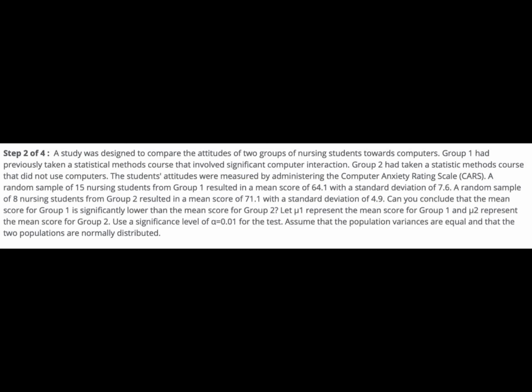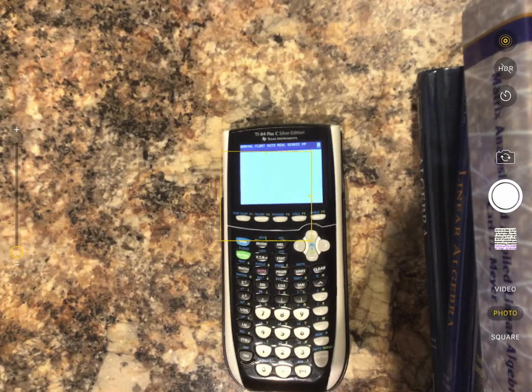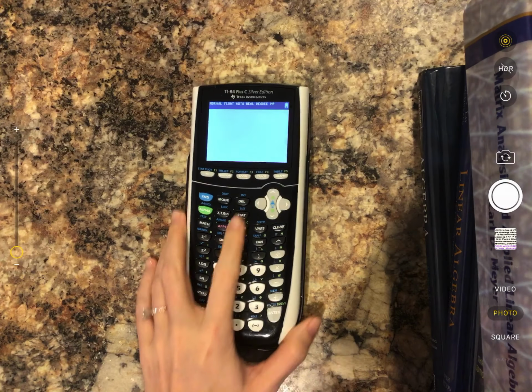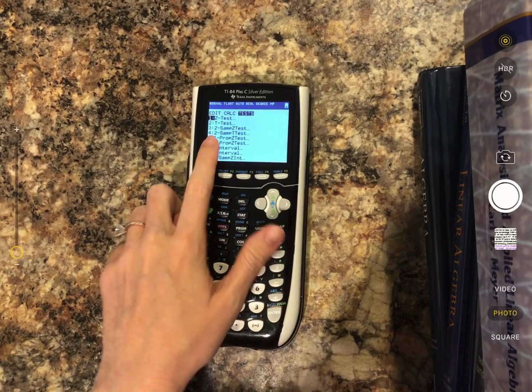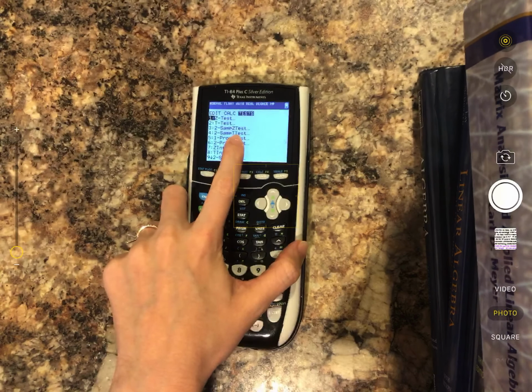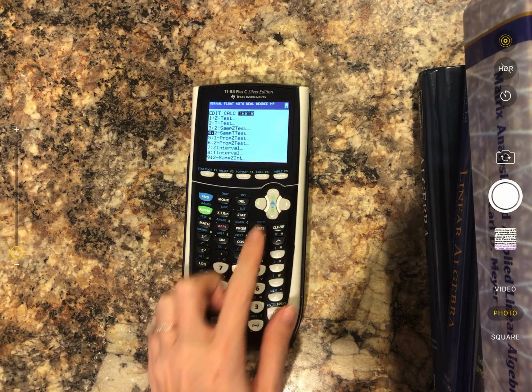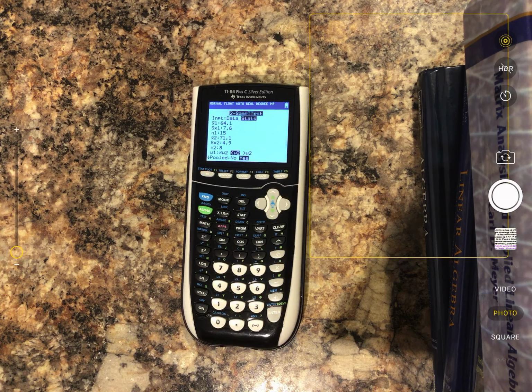So what I want you to do is go to your calculator, and I'm going to go to Stat and across to Tests. We're going to do a 2-sample t-test here. So let's go down to a 2-sample t-test, and we're going to plug in all of that information. I've already done that here.